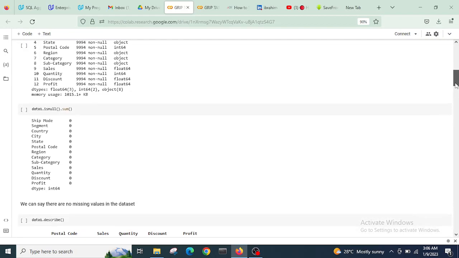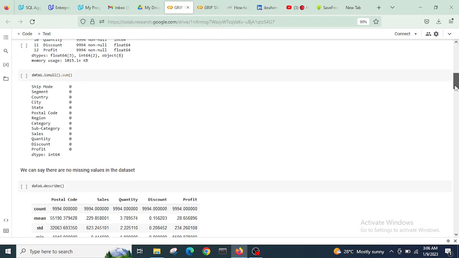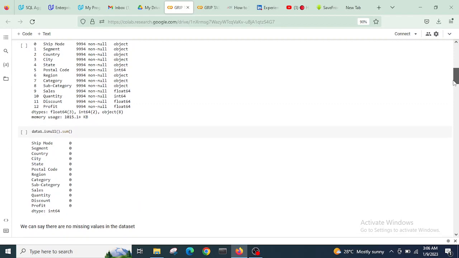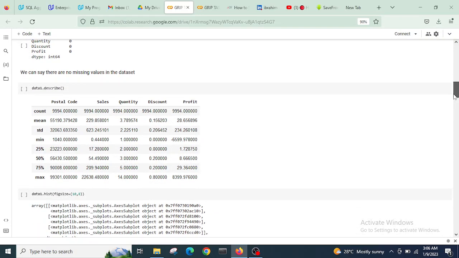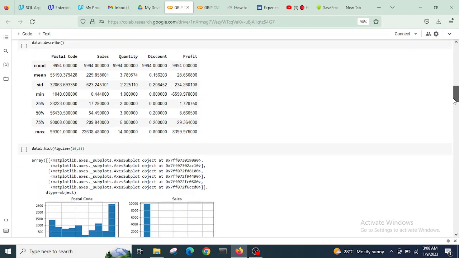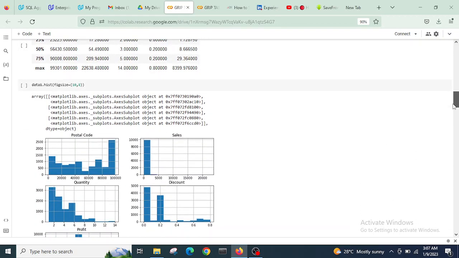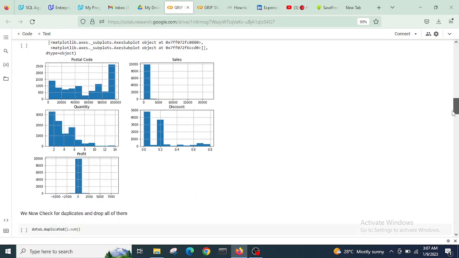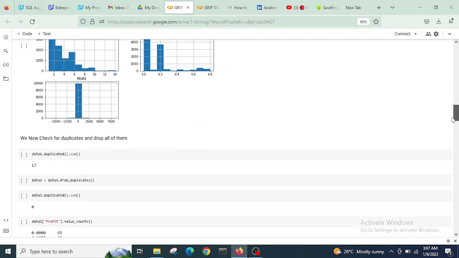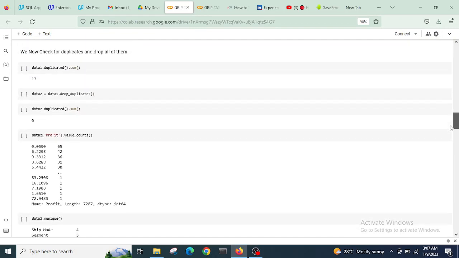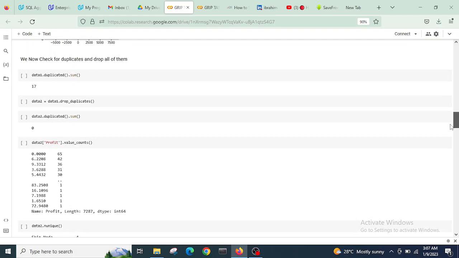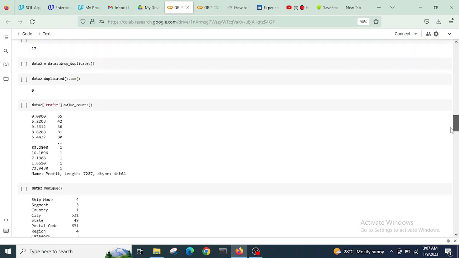Then we do a data.info to see the data types and the null values, and you can see that we do not have any null values in this data set, and the data types are pretty much okay. Then we do a data.describe, and a .hist to see what the columns of this data set look like. We check for duplicated rows, and we can see that we have about 17 duplicates, which we dropped.